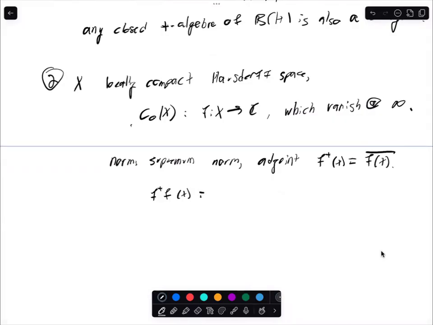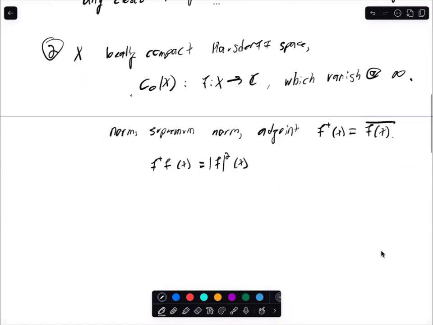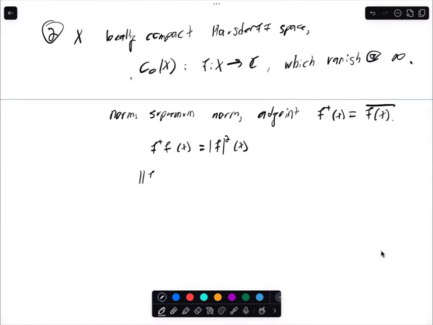So then you can see quite quickly that if you take f star f and you evaluate that at a point x, that's the same as if you had taken the absolute value of f and squared it and then evaluated that. And then when you compare the norms, the norm of f star f is just the supremum of all the values as you look along the topological space x. That's exactly the same as the norm of f squared. So it really comes up rather naturally.